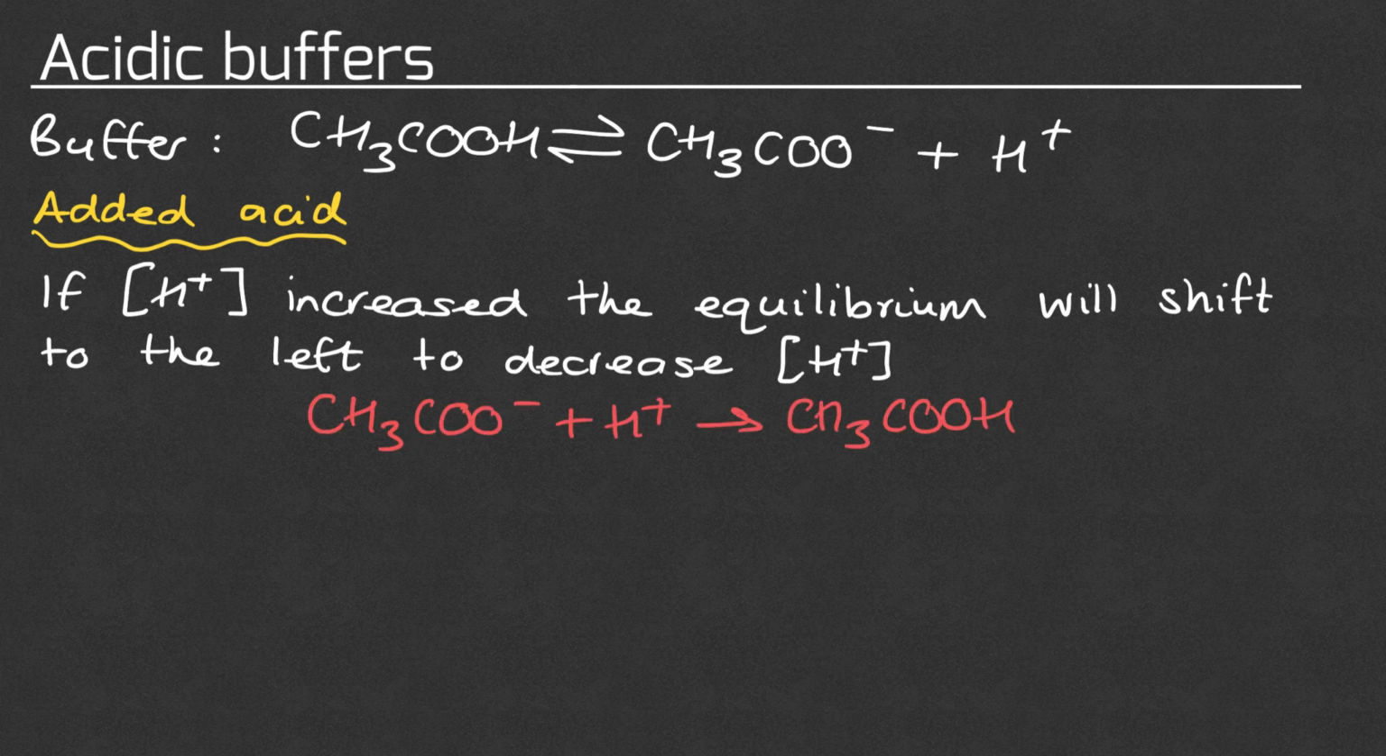So if we add an acid, we're increasing the concentration of the hydrogen ions. If we increase the concentration of the hydrogen ions, the equilibrium will shift to oppose that change. In order to oppose that change, the equilibrium will shift to the left. So what we're causing to happen is the ethanoate ions, which there are lots of, to react with any H+ added, reforming the ethanoic acid. So any additional H+ which are added are then removed, so the pH stays constant.